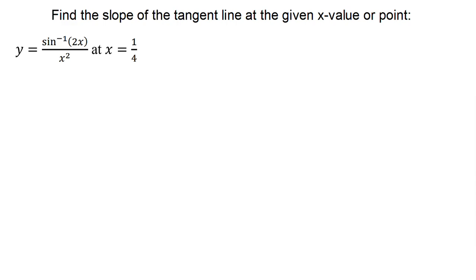All right, for number 13 here, we've got a quotient of two functions. We're back to the quotient rule. So I'm going to write this out. This is u over v, and our quotient rule is v du minus u dv, all over v squared. So we'll start with v. For our y prime, it should be x squared, and then times the derivative of the inverse sine of 2x.